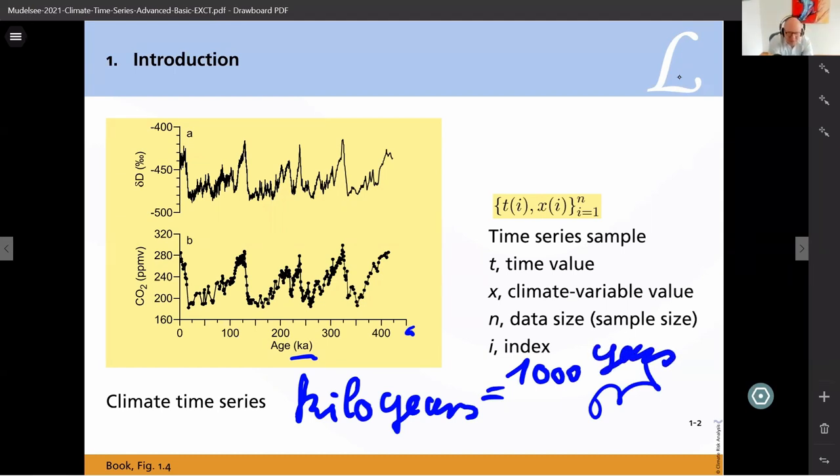Okay, so we can look back in time for about 420,000 years. This is a time axis. And on the vertical axis, we have two panels, one here and the other there. One is CO2, carbon dioxide, a gas which is contained in air bubbles. Today we have in the air about 400 and a bit more ppmv, which stands for parts per million by volume.